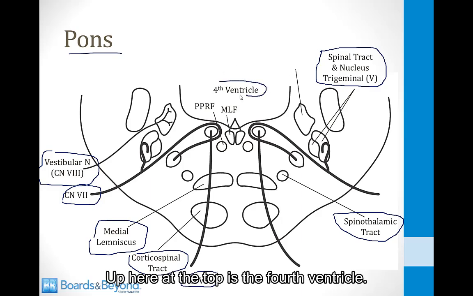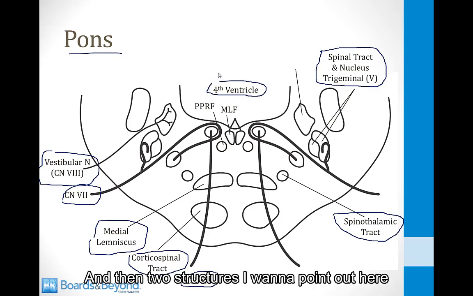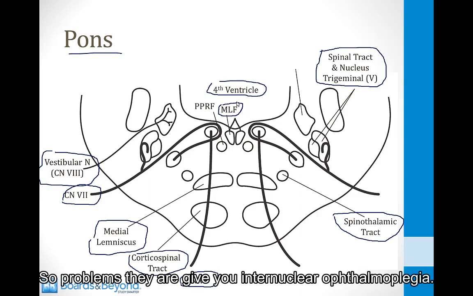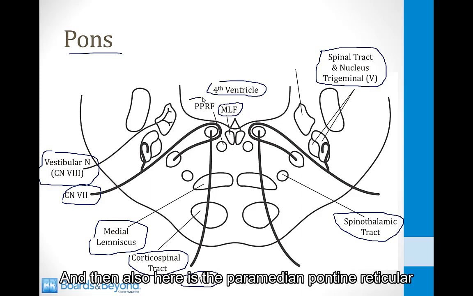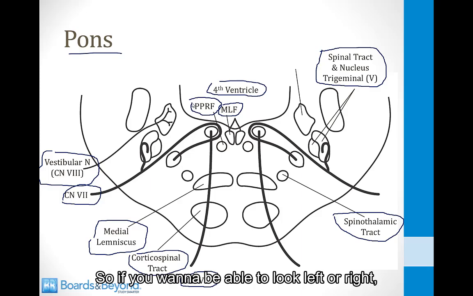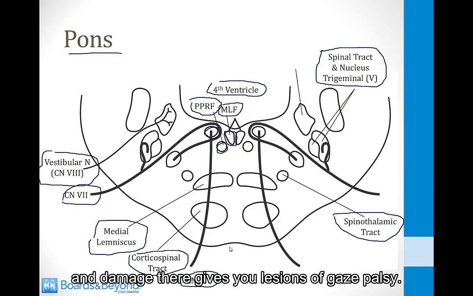Up here at the top is the fourth ventricle, and then two structures I want to point out here are the medial longitudinal fasciculus, which I also pointed out in the midbrain, so problems there give you internuclear ophthalmoplegia. And then also here is the paramedian pontine reticular formation, which is a key structure for lateral gaze. So if you want to be able to look left or right, you need three structures that are here. Right here is the abducens nucleus, right here is the PPRF, and right here is the medial longitudinal fasciculus. They're all close to each other in the pons, and damage there gives you gaze palsy.